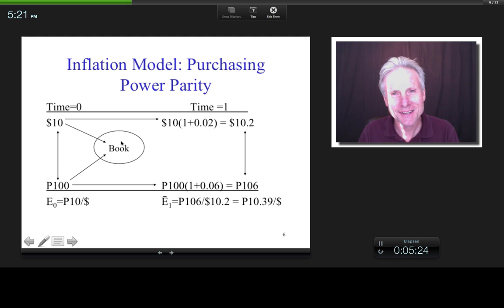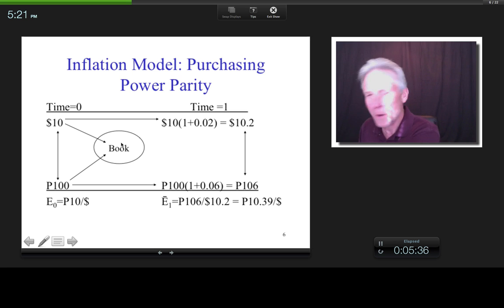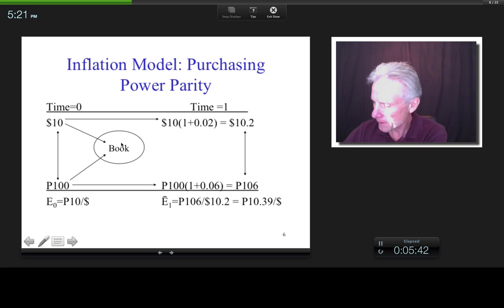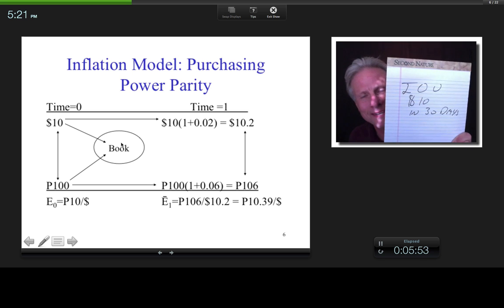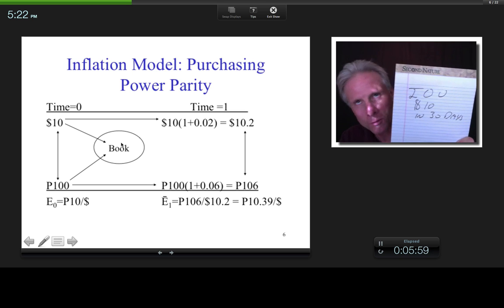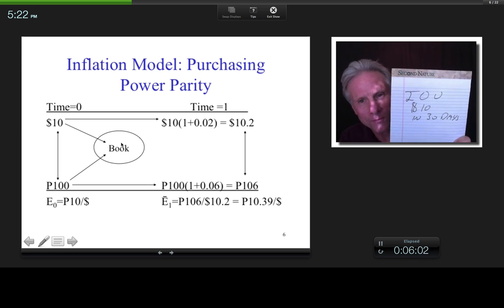Well, imagine if, instead of the book, which is about stuff, it is a piece of paper. In other words, a piece of paper that represents a contract that we call a financial security. For example, here's a piece of paper: I owe you $10 in, say, 30 days. That's a piece of paper. That's a financial security. And of course, if it was the US government giving you that piece of paper, we'd call it a T-bill, right?